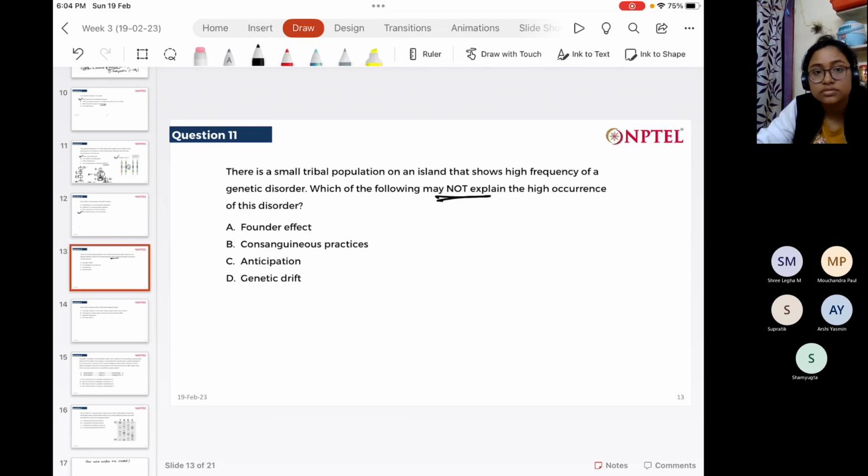What do you guys think? So there's a small tribe population, and they're living on an island, so they're isolated from the rest of the world, and they have a high frequency of a particular genetic disorder. It means there's a mutant allele that is being expressed more and more, because of which many individuals have that particular genetic disorder. Now, which of these examples will not explain why there is a high occurrence of this disease?